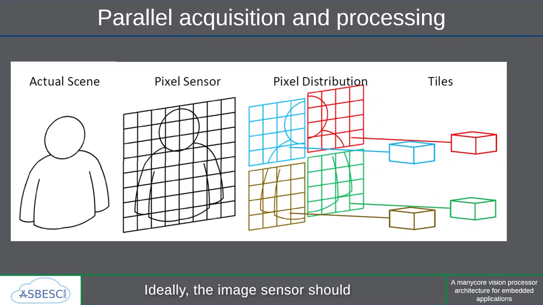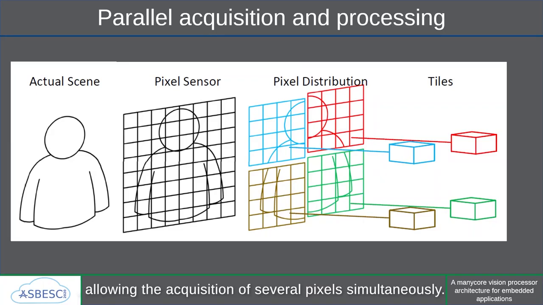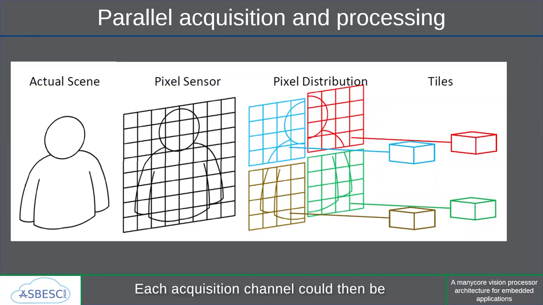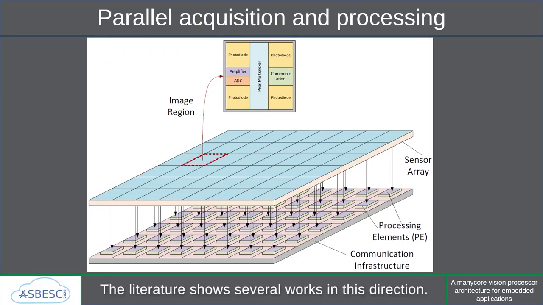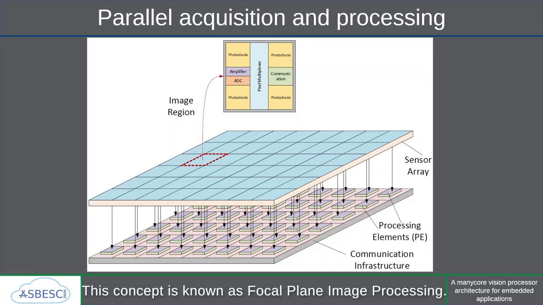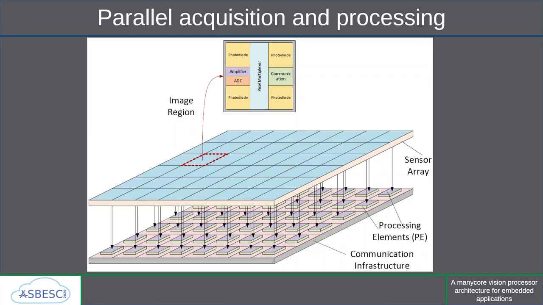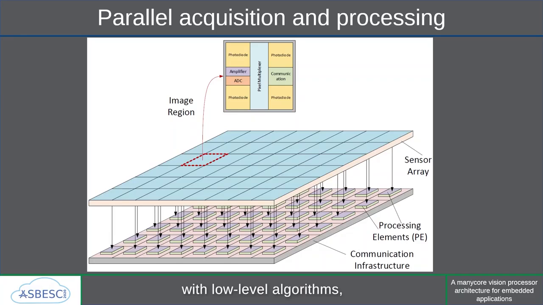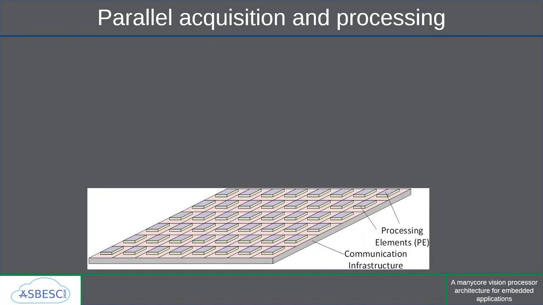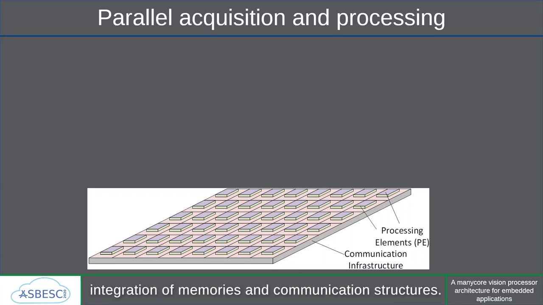Ideally, the image sensor should have multiple AD converters, allowing the acquisition of several pixels simultaneously. Each acquisition channel could then be processed in parallel in different tiles. The literature shows several works in this direction. This concept is known as focal plane image processing. Most of this work focuses on analog processing with low-level algorithms, mainly for color adjustments and filtering. In our case, we will focus on the processing and integration of memories and communication structures.